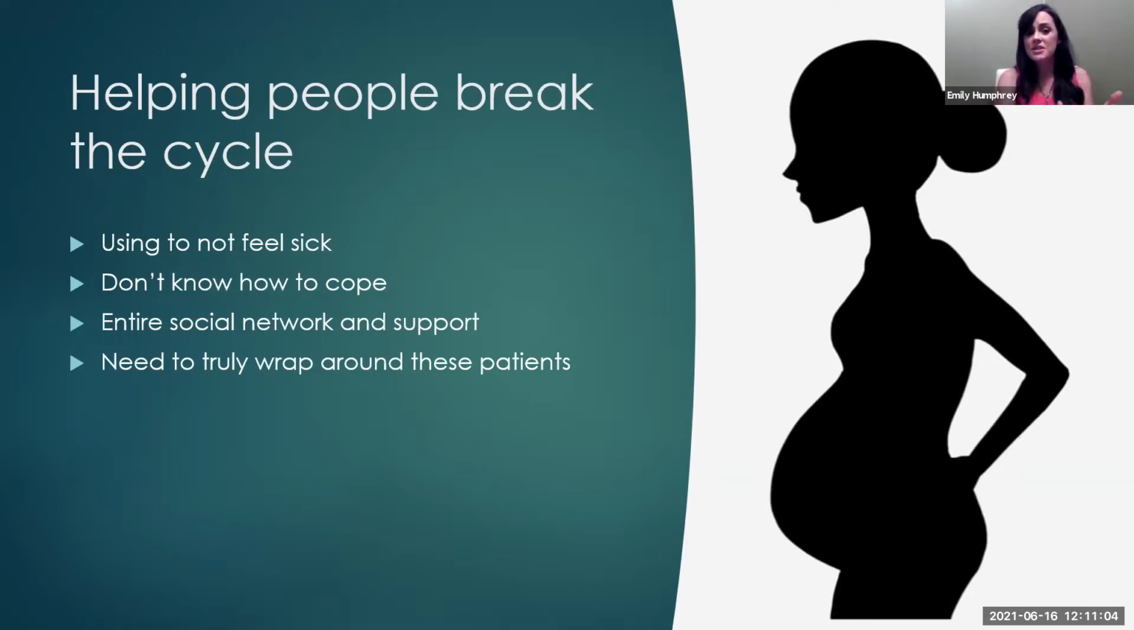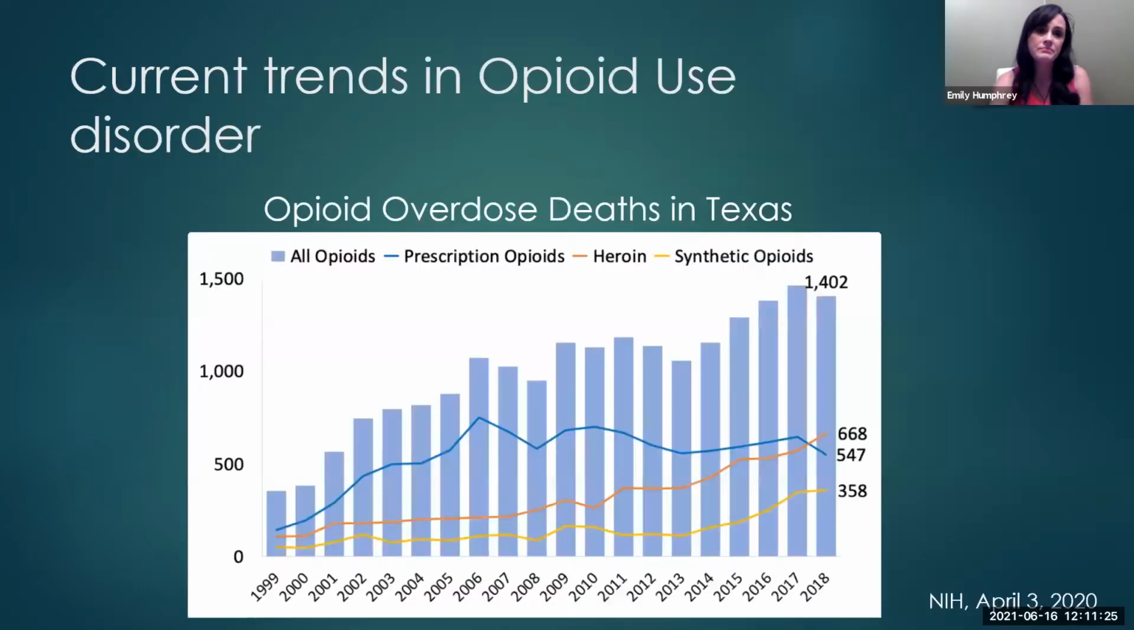We also, as I mentioned on the previous slide, their social network and support might have to change. That's asking a lot of people, right? That might be asking them to move if everyone in their household's using, to change their entire friend group, friends that they might really care about. That is a lot to ask of someone. And so we need to truly wrap around these patients and provide a lot of support.